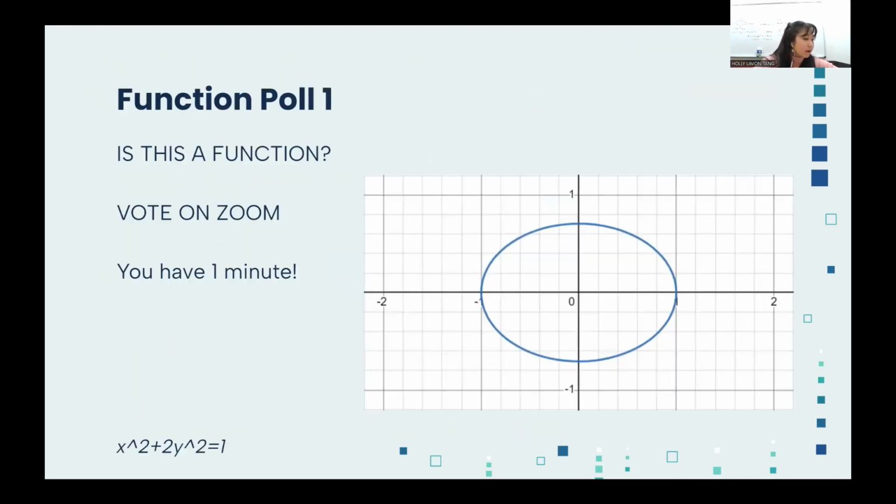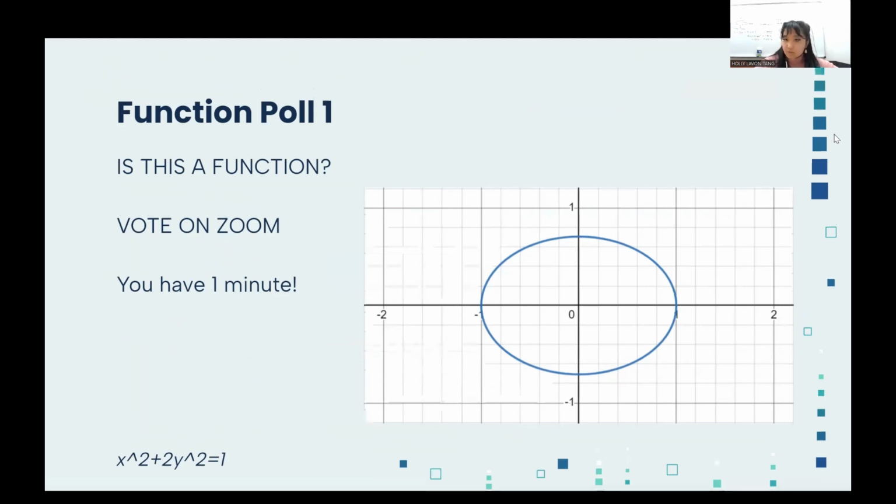All right, so I was not able to get the polls to work. I was trying for a while, but it wasn't quite working. So we're going to go ahead and use the hand gestures. If you think that this is a function, go ahead and give me a thumbs up. If you don't think it's a function, go ahead and give me a thumbs down.